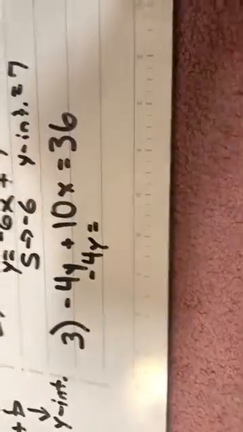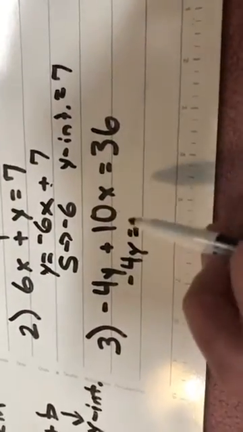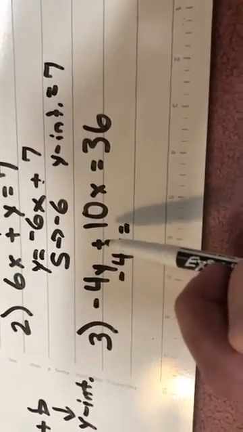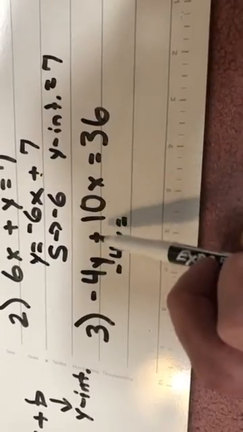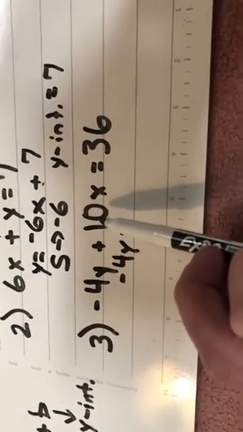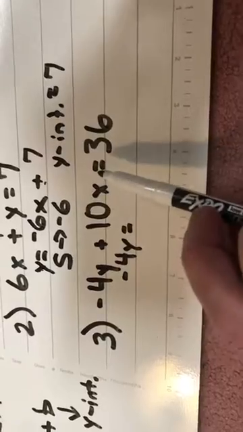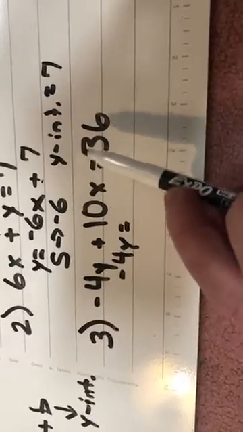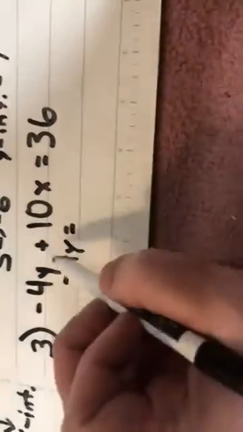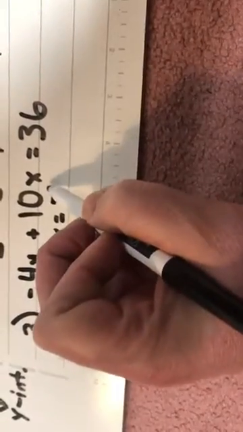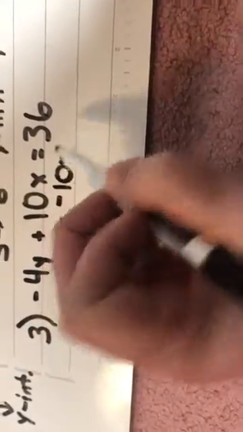So I'm going to rewrite this equation as negative 4y equals. Now I go to my original equation where it says plus 10x on this side of my equation. To get rid of it, I have to subtract 10x. So when I come over here, my plus 10x is going to become a negative 10x.